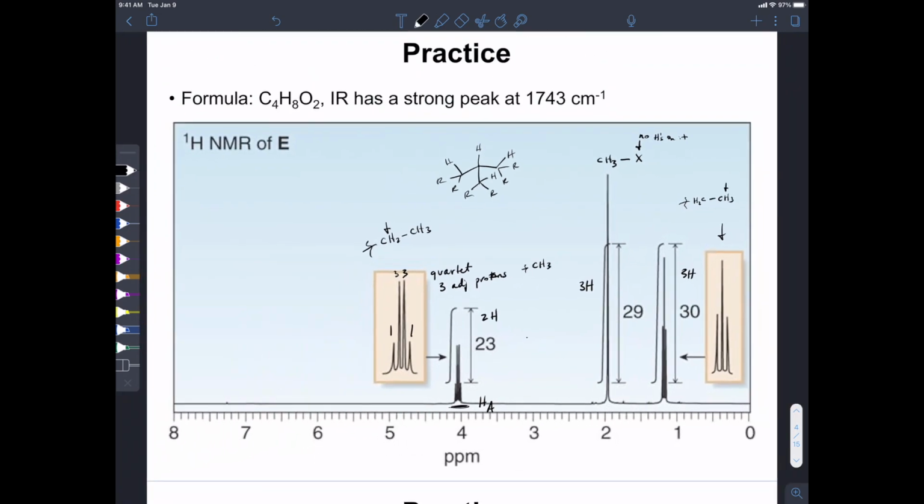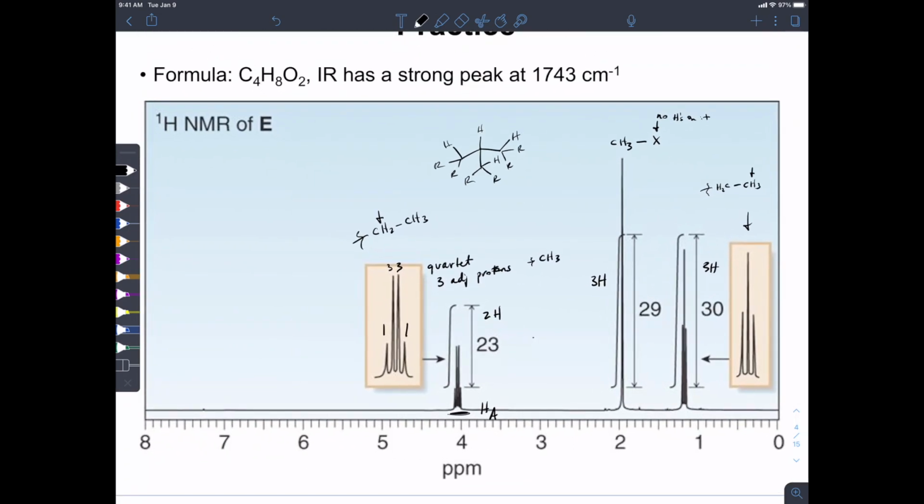With that information and molecular weight and information in the IR, we actually have enough to solve this structure, but we'll hold off on that. Okay, other questions? Good.